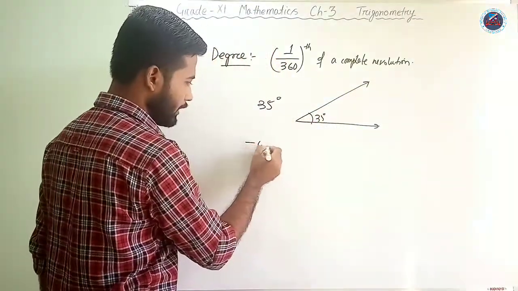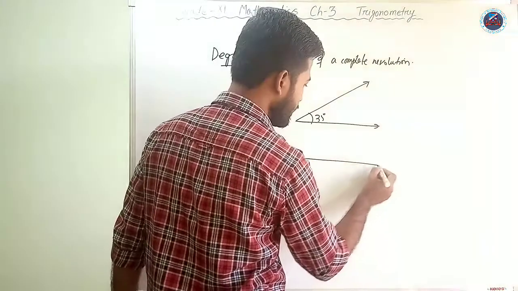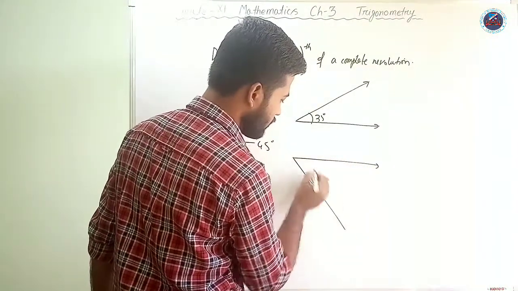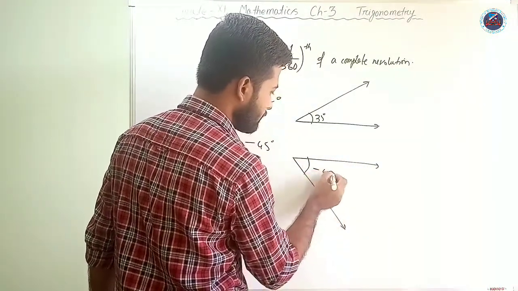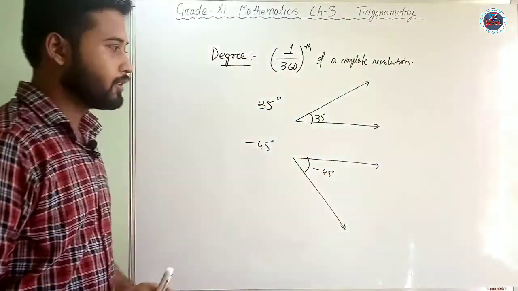And what about a minus 45 degrees? This will be the initial side, and here will be the terminal side, and this will be minus 45 degrees, that is in the clockwise direction.